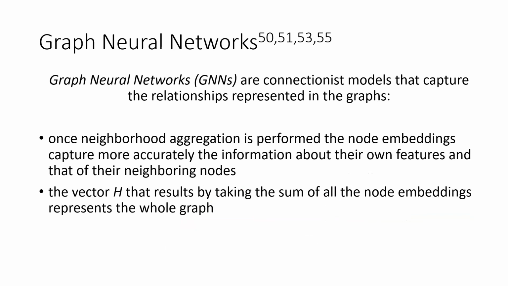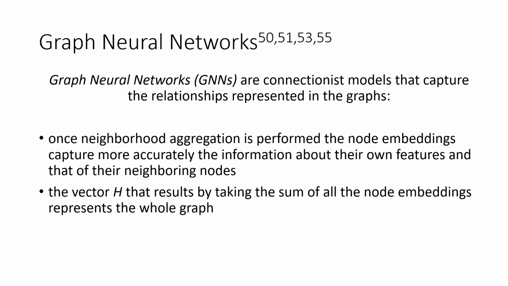Another thing, as we said, is that at every node, some form of aggregation is performed in order to capture and integrate the information of the node through the node embeddings, the information of the neighborhood nodes through the embeddings of those nodes, as well as the information of the edges through the MLPs that we described. And the vector that results by taking the sum or the aggregate of all the node embeddings represents the embedding for the whole graph. It can be a sum, it can be a concatenation, another aggregate operation. That's how the graph neural network can produce both node embeddings and graph embeddings.